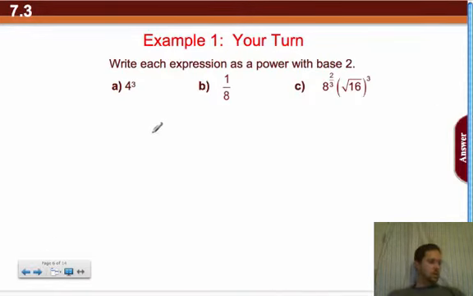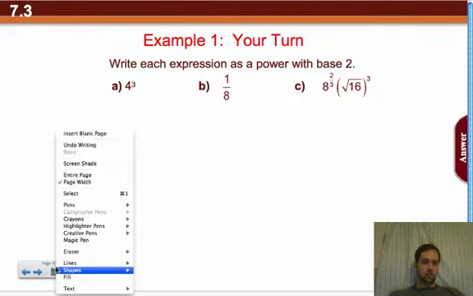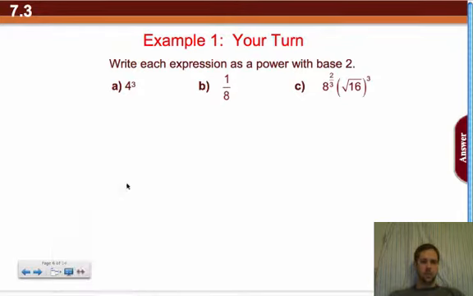So, your turn on your handout, I would like you to give this a try on your own. In a few seconds, I'm just going to ask you to hit pause. And if you don't hit pause, then you're going to see the answers right away and lose your opportunity to try to do this on your own. But I guess that's your choice. So if you want to try these 3 on your own, hit pause now.